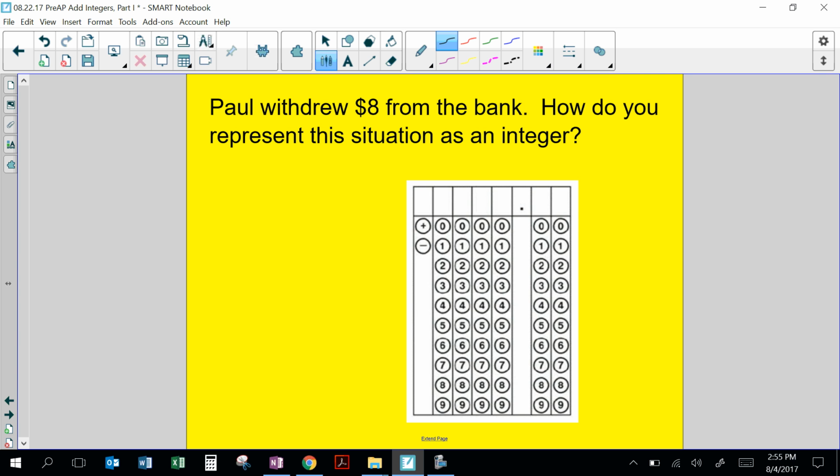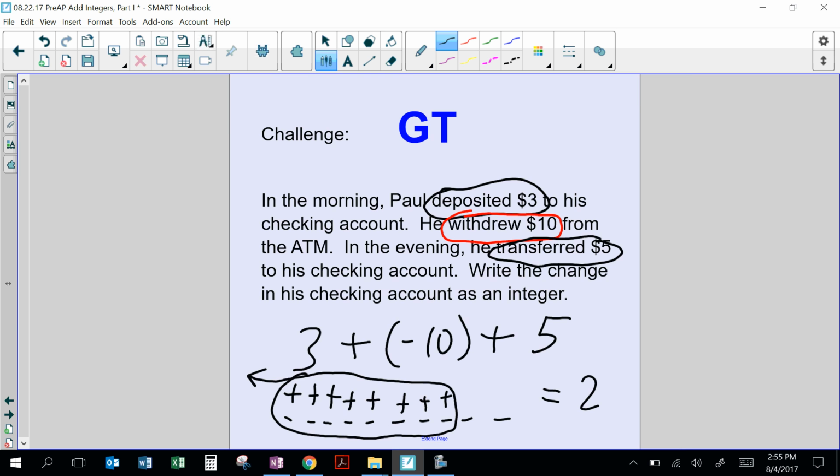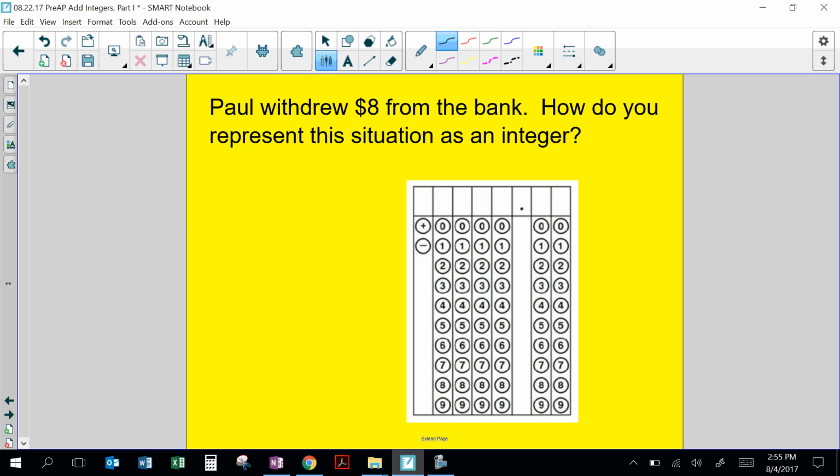And our last one is: Paul withdrew $8 from the bank. How do you represent this as an integer? Withdraw $8. That is -8. And as a griddable, you would write in -8.